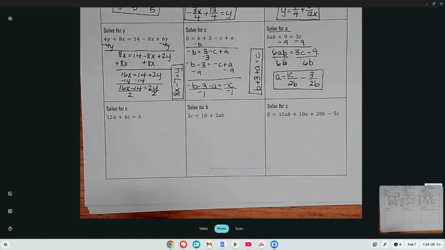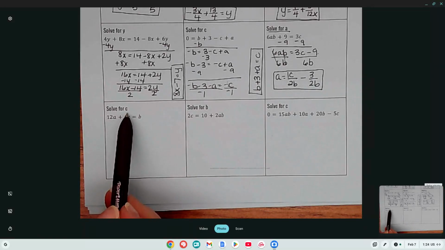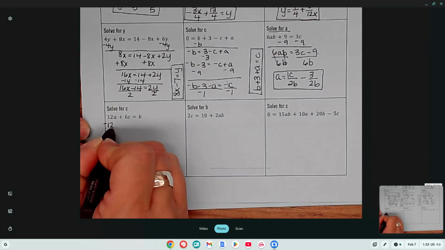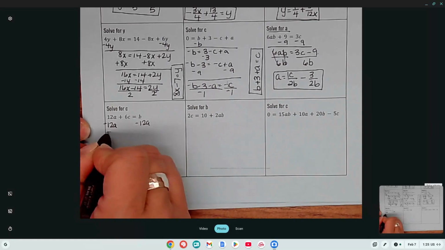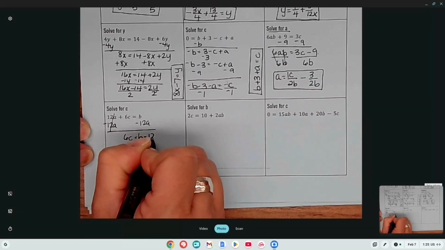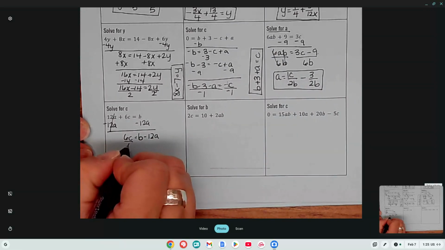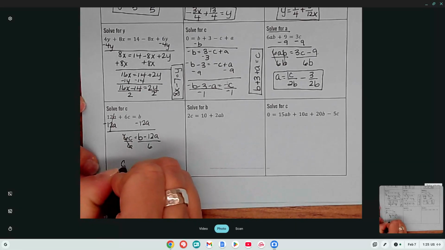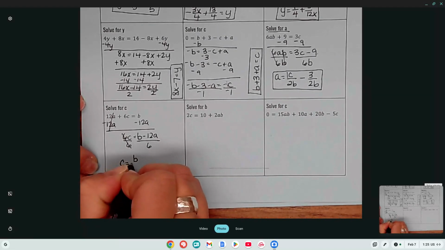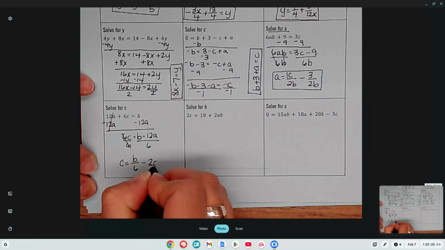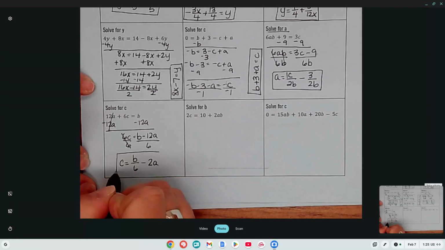Okay, this one we want to solve for C. C is being multiplied by 6, and then 12A is being added to it. So let's start here. Subtract 12A from both sides. So 6C equals B minus 12A. Then we're going to divide by 6. So that's gone. Then we have C equals B over 6. I can't really combine those. But 12 over 6, that's 2. Hey, there we are.